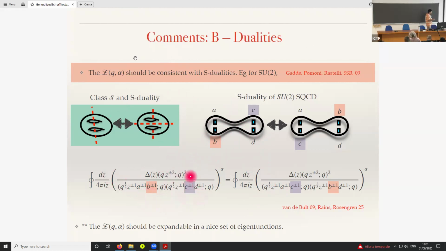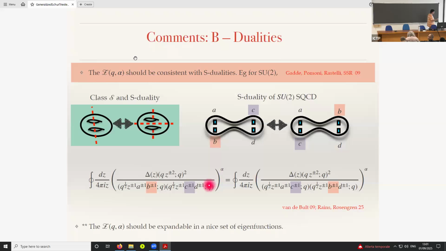The integrands are not clearly invariant under that exchange. They are not invariant, but the integrals have to be invariant. This is something which had been proven by Van de Bult a long time ago for these SU2 theories, and more recently by Rains and Rosengren for the SU(N) generalization of this statement. And you can check that this is true also in the limit. Again, this is something that had to happen in the limit if we did the computation correctly. But it is some mystery.